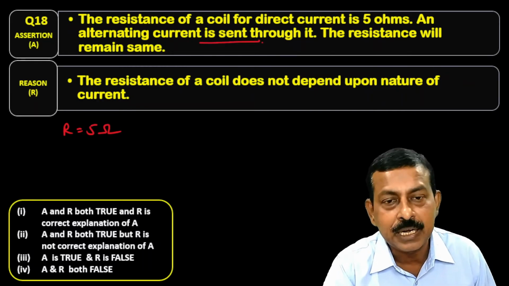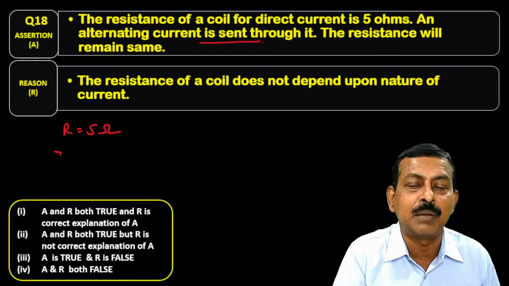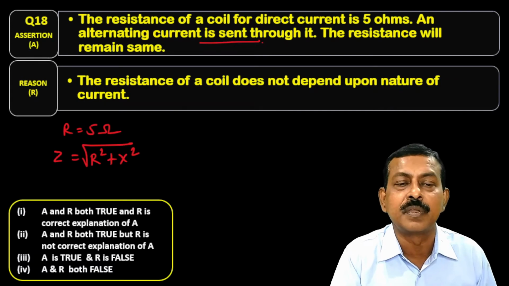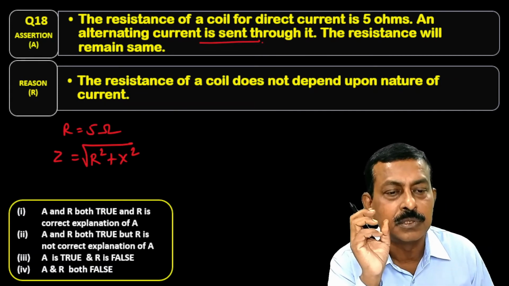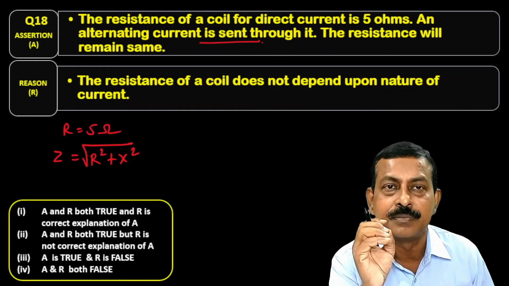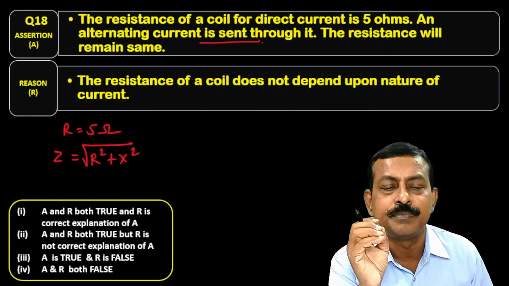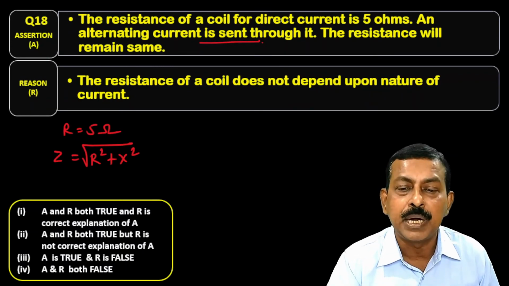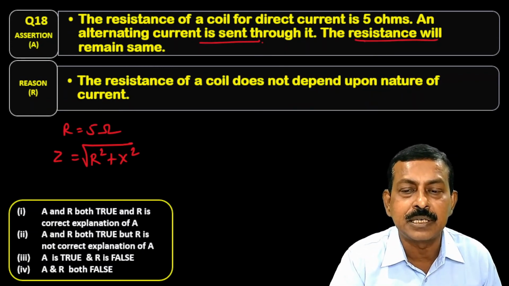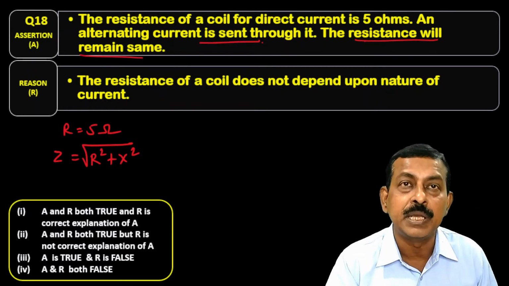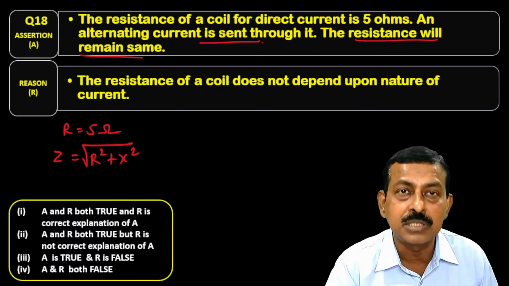When you are sending alternating current, then it will have some impedance. And that is given as square root of R square plus X square, because the coil will have some reactance there. And due to that, there will be a change of the impedance. But the statement is that the resistance will remain same. This is true. Impedance will change, not the resistance.